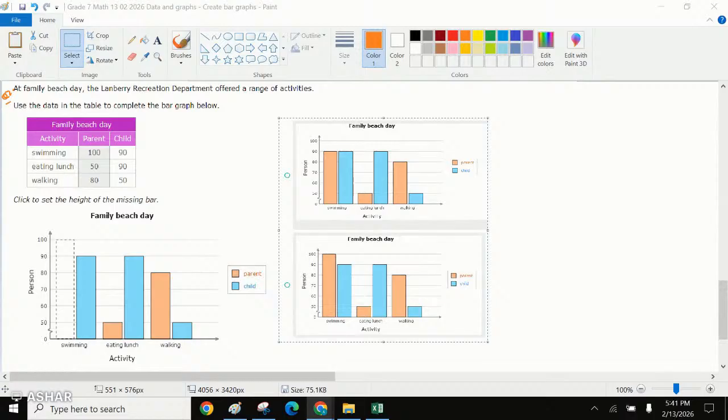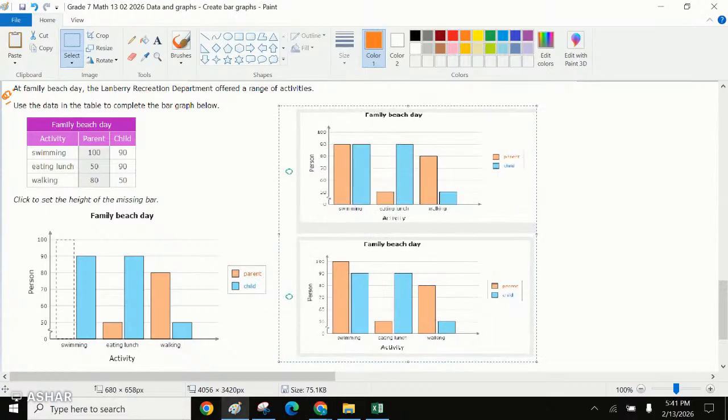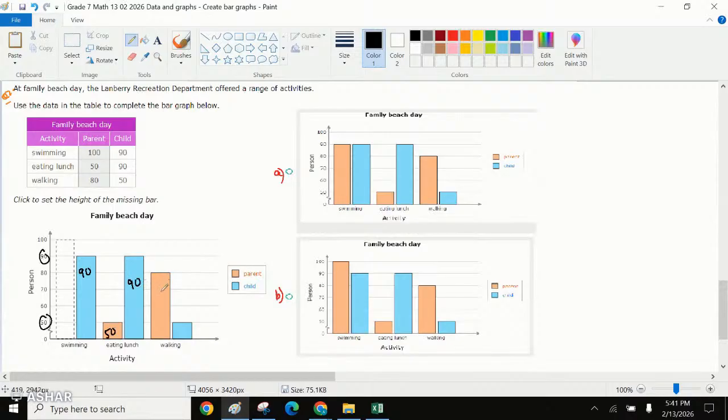So which of these 2 options do we find more feasible? Let's have a look. Let's highlight option A and option B and try to pick the final answer. So we say that this was 90, this was 50. I'm just finding the values from here. This was 90, this was 80, and this was 50, right? So this has to be 90, 80, and 50. That's clear.